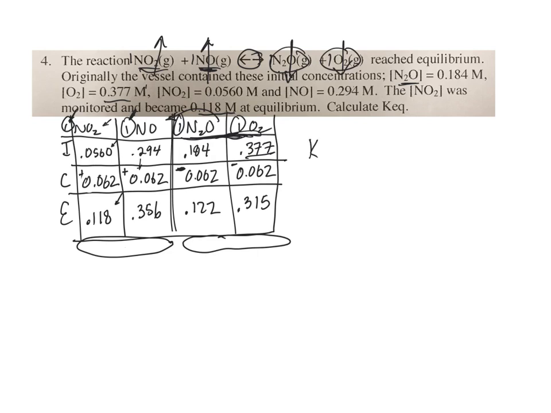Now I can do my equilibrium constant. So it's going to be products, so it'll be 0.122. There's no coefficient out front, they're just ones, and so I don't have to put any exponents up top here. So there's none of that. Times 0.315 divided by the product of 0.118 times 0.356.